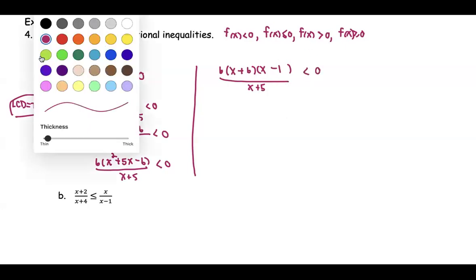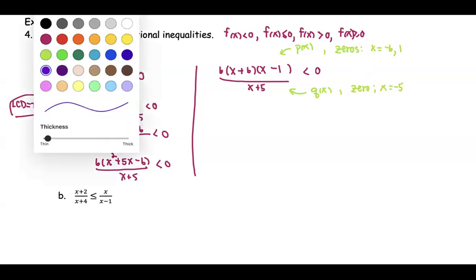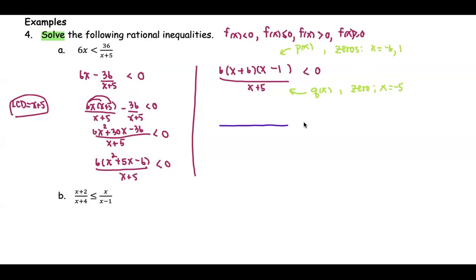At this point, we have the numerator as P of x and the denominator as Q of x. Now we're going to find the zeros of the numerator. The zeros are x equals negative 6 and positive 1. For the denominator, there is only one factor, so we have the zero x equals negative 5. Then we locate all those numbers on the real number line: negative 6, negative 5, and positive 1.